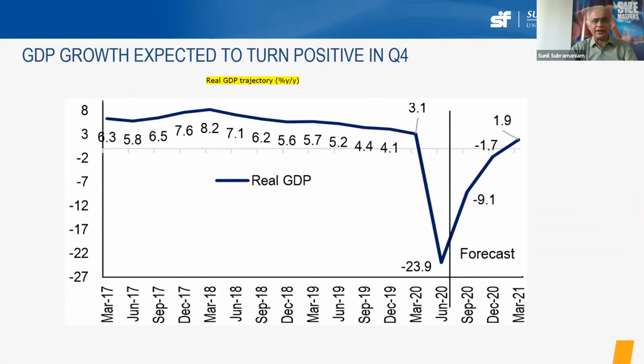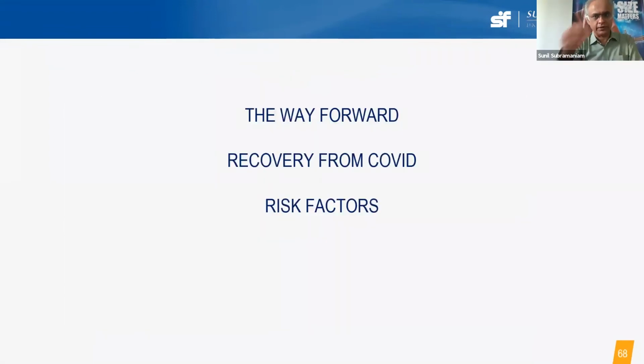So what it means is that in about nine months from now is when you think that GDP growth will turn positive. So how long will this take? This is our estimate, but that estimate is subject to certain risk factors not playing out. What are the risk factors?